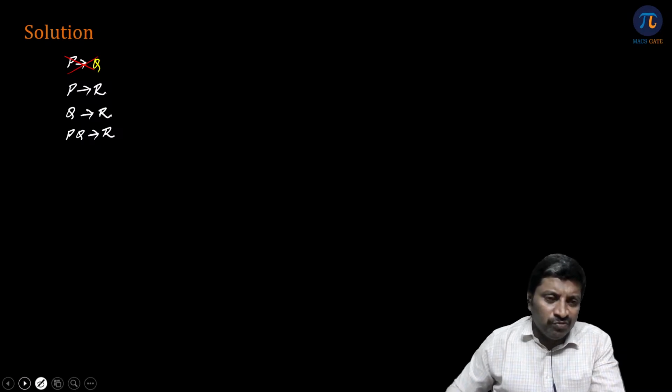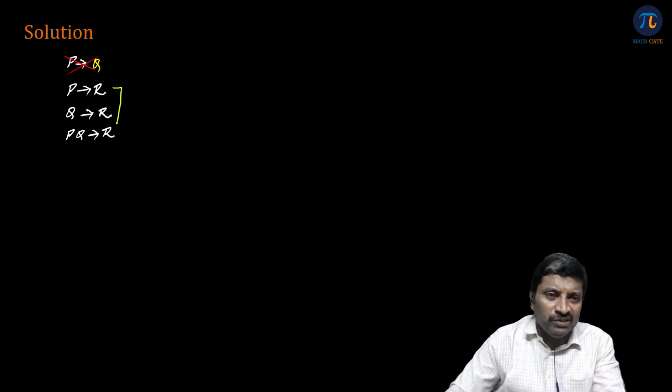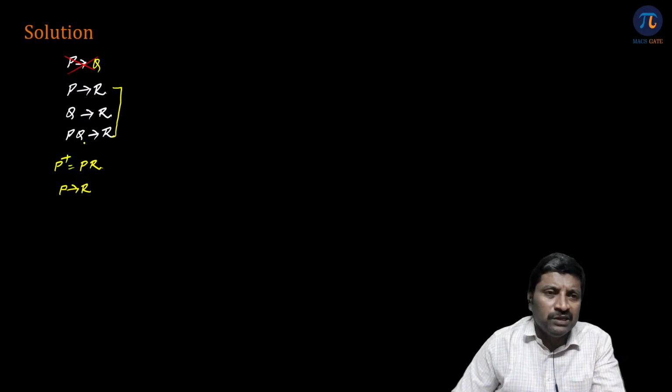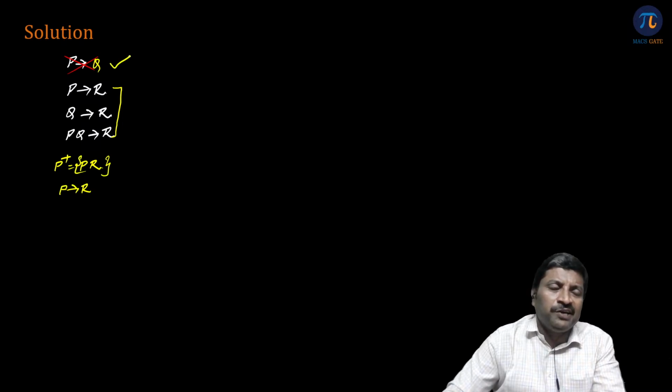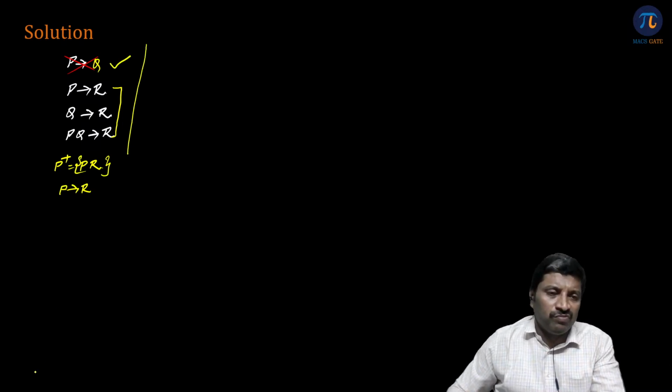Then what I need to verify, sir, is whether I am able to get the first one from the remaining 3. Find the closure. With P, I can get P. With P, I can get R. PR. That's it. Anything else? No, sir. So that means I am able to get only 2. So this is mandatory. That is mandatory, so it is not redundant, sir.